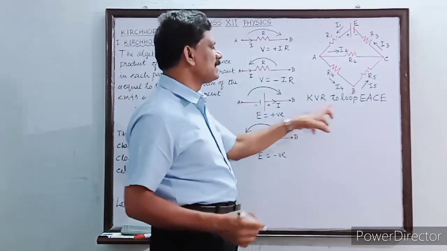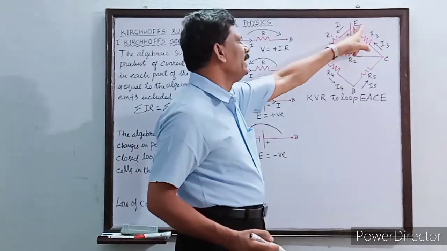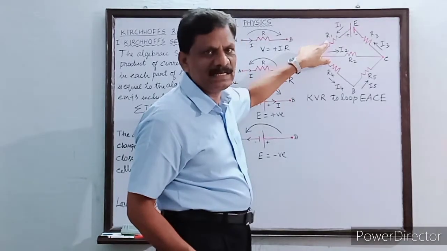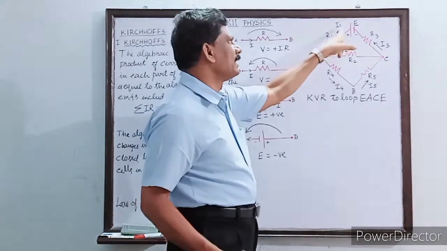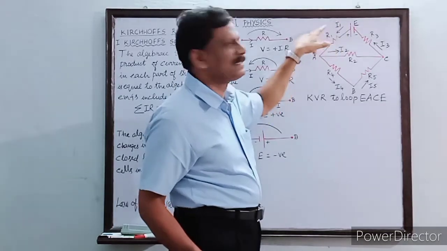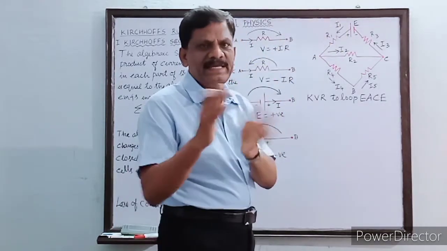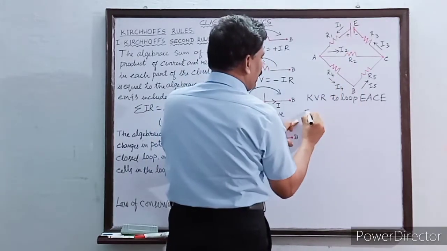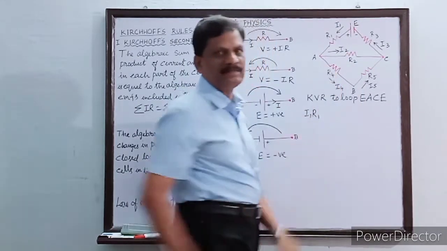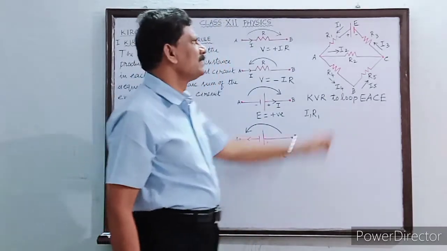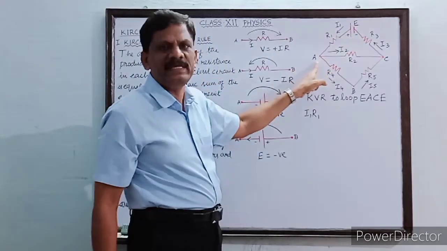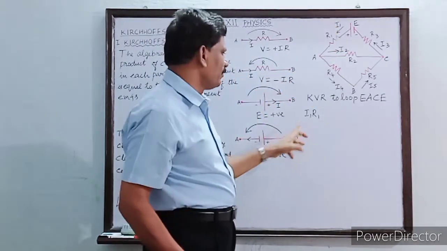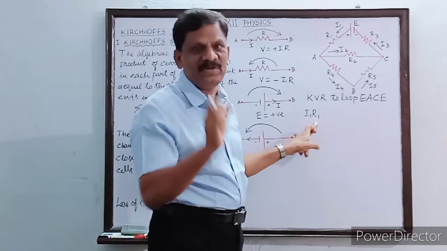Good. Now you start from the point E. From E to A, how many resistors are there? Only one resistor, that is R1. The current flowing through that resistor, as per the circuit, is I1. So the IR product between E and A is I1 into R1. Because we are proceeding from E to A, and the current I1 is also flowing from E to A, therefore I1 R1 must be positive.